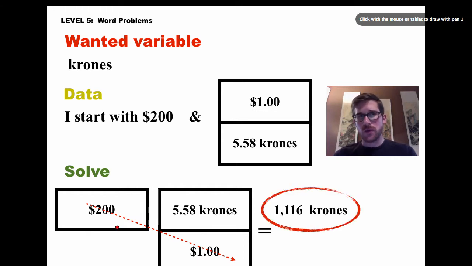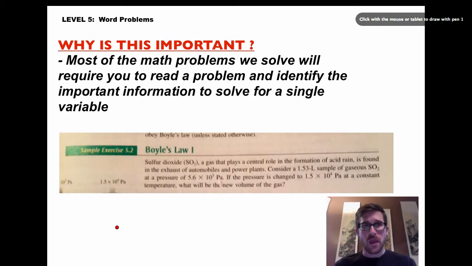Alright, so let's go through these steps: the wanted variable, the data to solve, and look at another problem and figure out how I knew all this information. Before that though, why is this important? Well, most of the math problems we're going to deal with in our class, you're going to have to read. There's going to be information there that you're going to have to find out and mine that word problem for the important information.